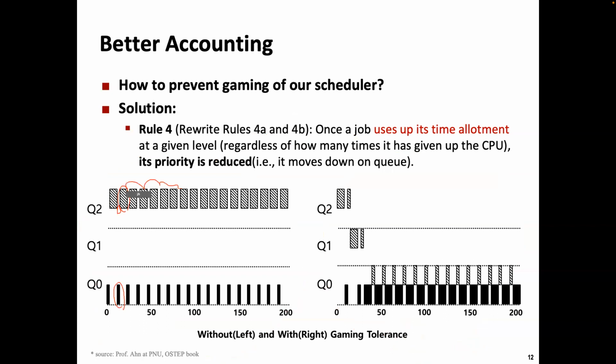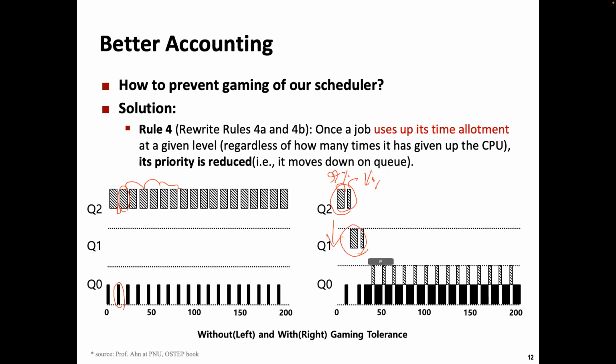Then again, the long-running job B has the highest priority. But our solution is, once job B uses its own time slice, let's say 99%, and then again 1% they execute, then we could reduce their priority. Then job B's priority is reduced to Q1.